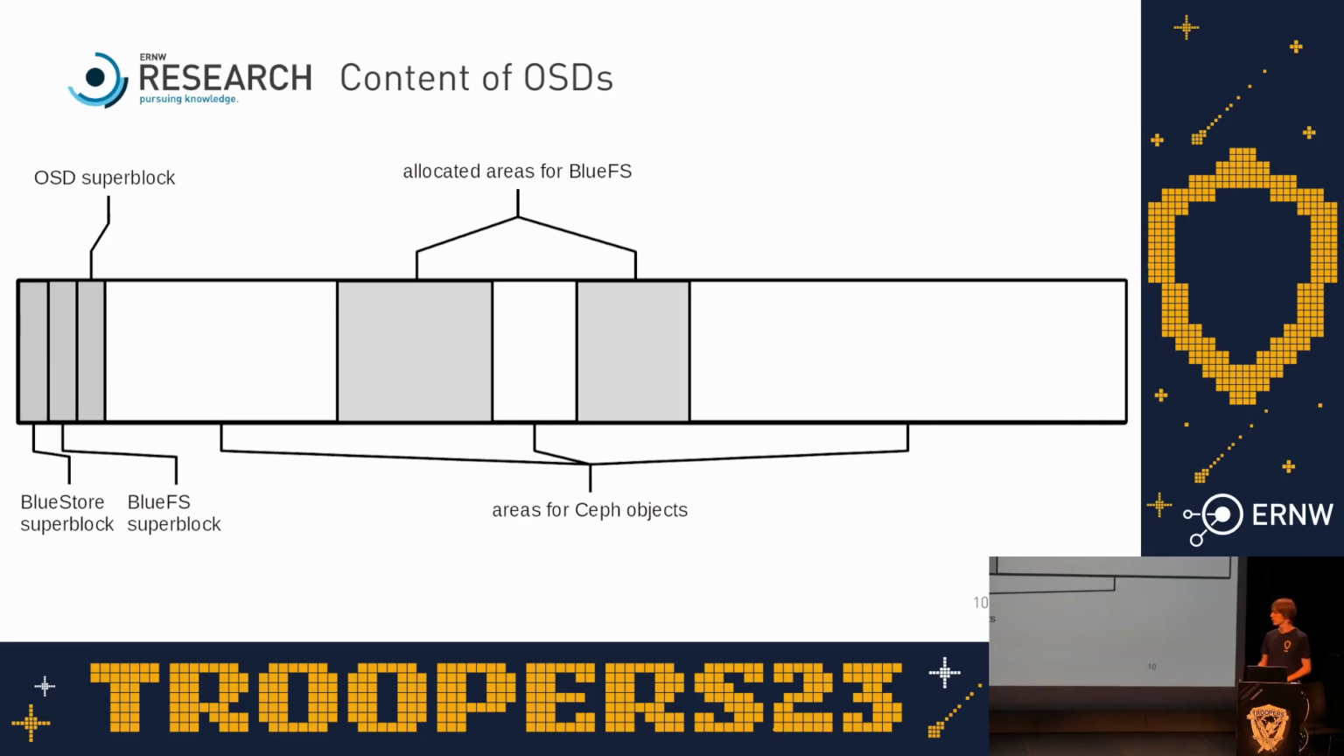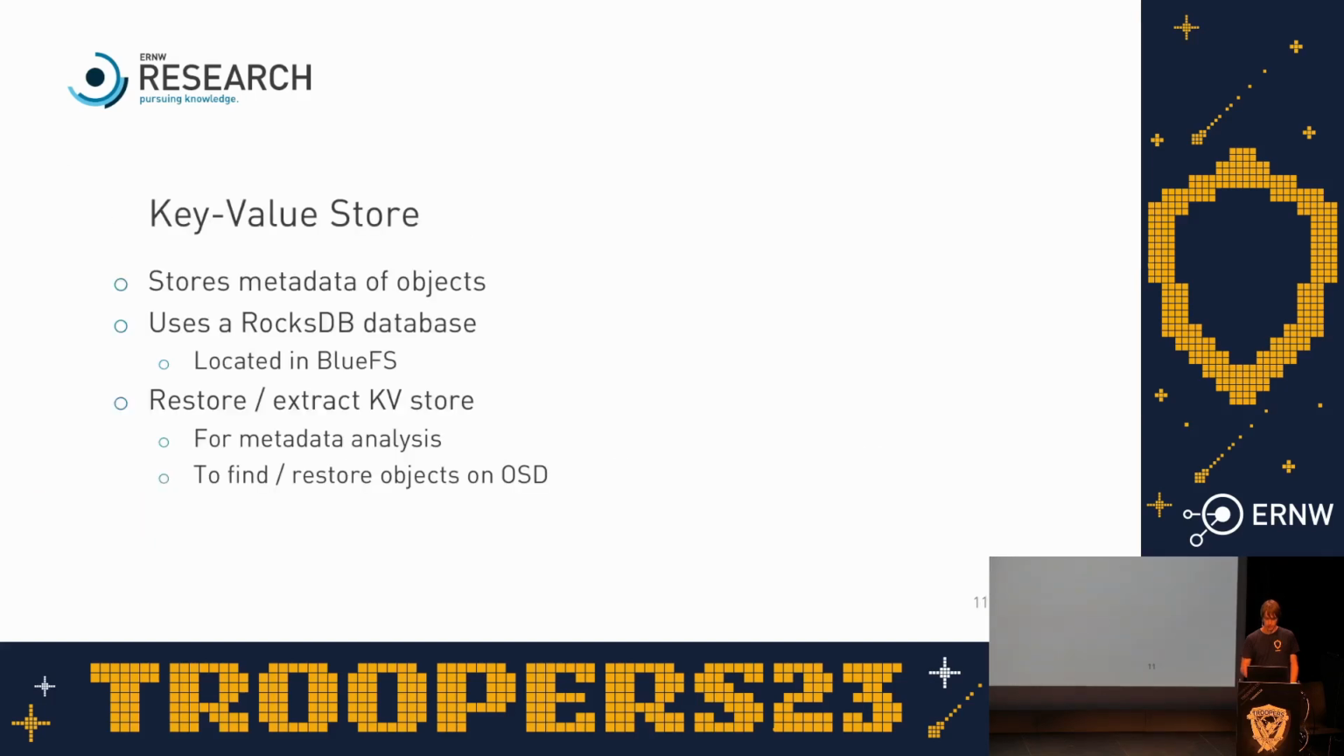So you have different allocated areas that can be only one, or that can be fragmented across the whole drive. And at some points, you find the area for BlueFS. How we can get the content correctly, I will show later. And the BlueFS, as I said, is used to store the key value store. It contains all the metadata of objects, like when the object was created, and the context if the object belongs to a CephFS or an RBD.